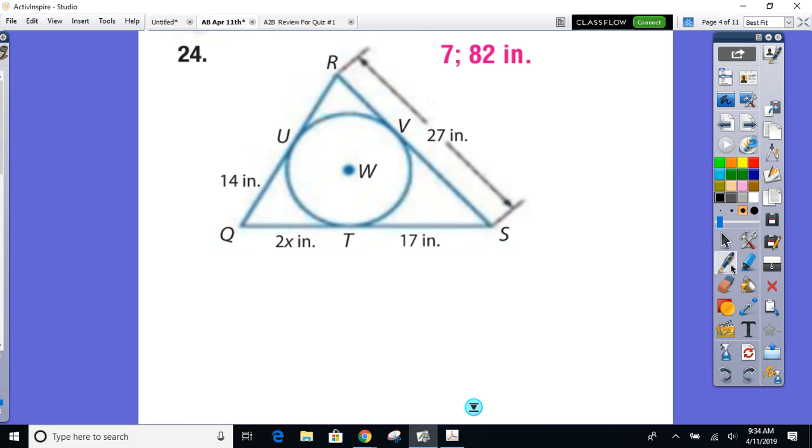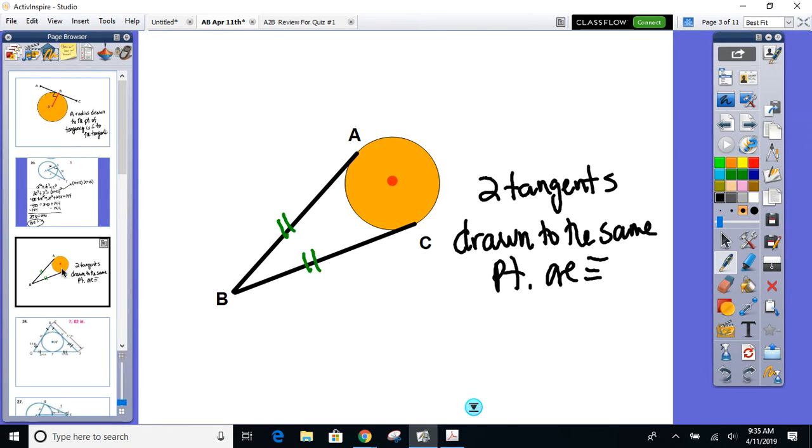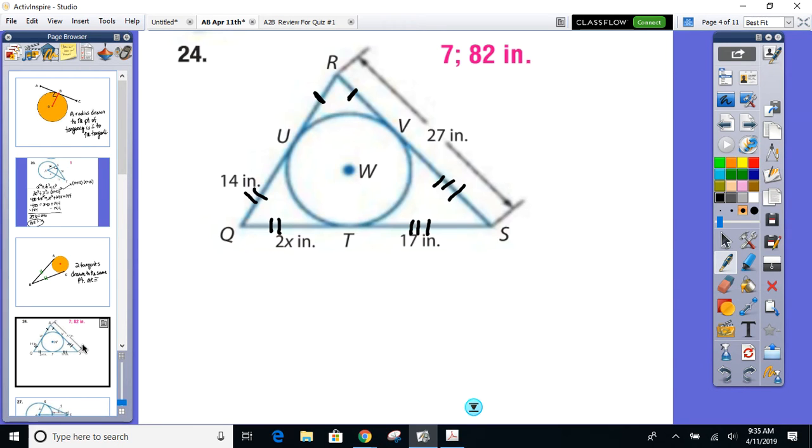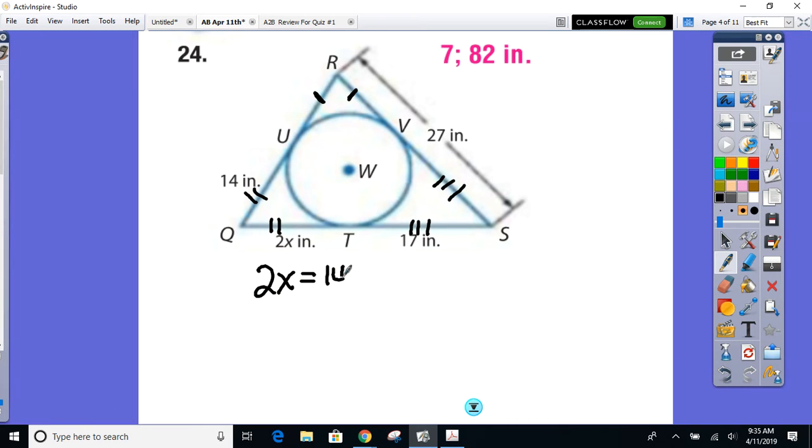Watch, ready? Here's what I'm talking about. That's the theorem we just went over. These two down here, these two here. Everyone see the theorem that we just went over being applied here? We all good? All right, so 2x equals 14. X was equal to 7.